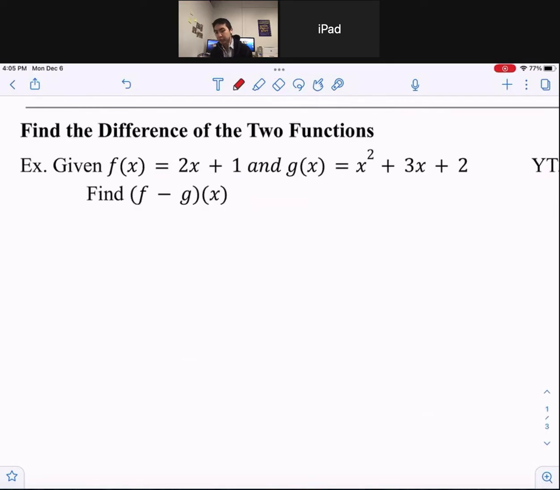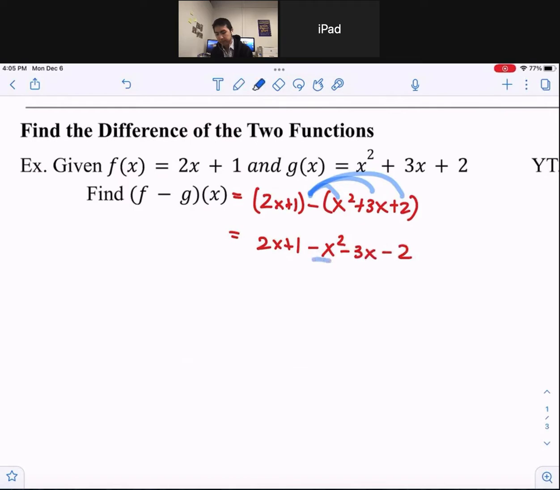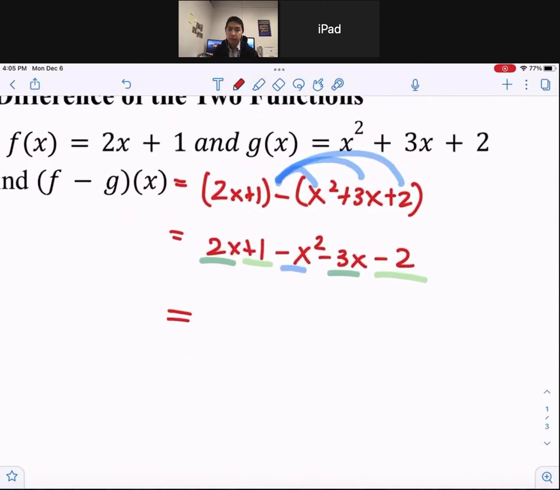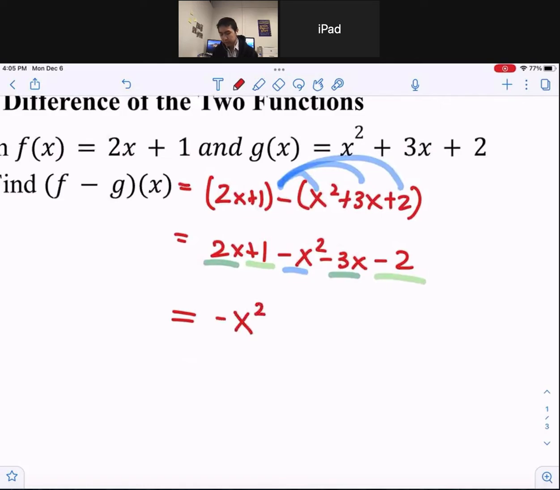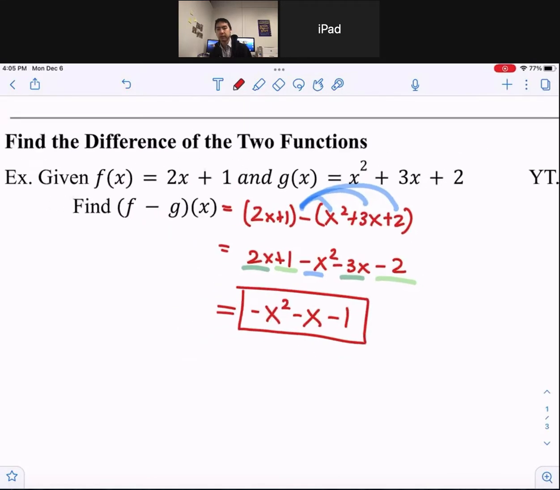Now this one is a subtraction one. So take your f function, 2x plus 1, and subtract the g function, x squared plus 3x plus 2. Now remember, this minus sign distributes to all of these. So 2x plus 1 minus x squared minus 3x minus 2. And then combine like terms. X to the second by itself, these are the x terms combined, and these are your constants. So negative x to the second, that's the blue, minus x, which is the dark green, and then the lime, 1 minus 2 is minus 1. And that would be your answer for that one.